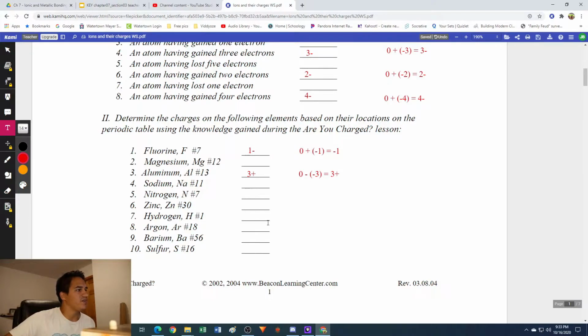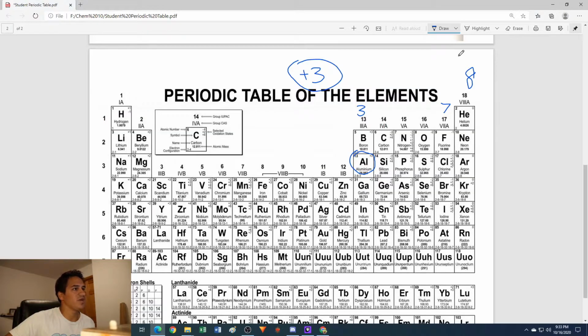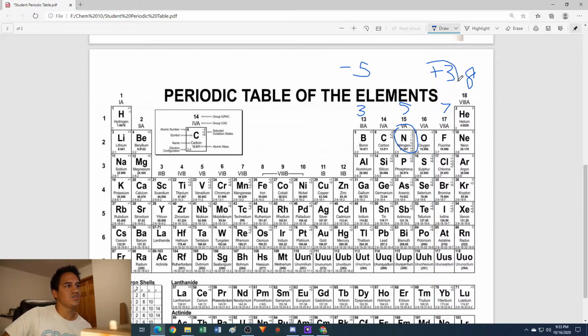All right, number 5, nitrogen. Okay, so nitrogen is in column number 5. Here's nitrogen right there. So it can either gain 3 to get to 8, or it can lose 5. Okay, it's always easier to go with the smaller of the two numbers. So it's easier to gain 3 than it is to lose 5.